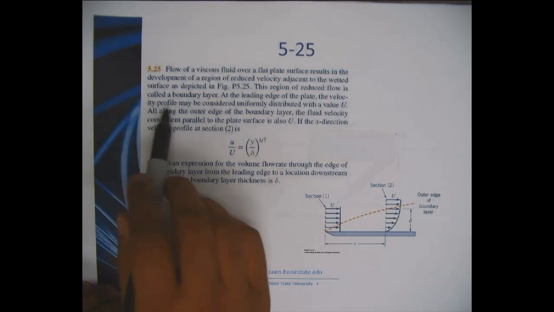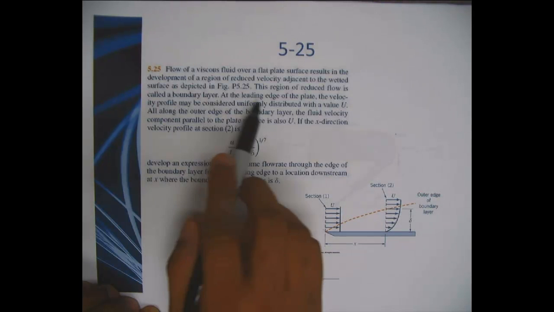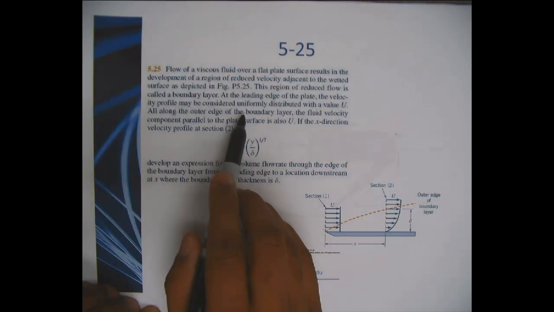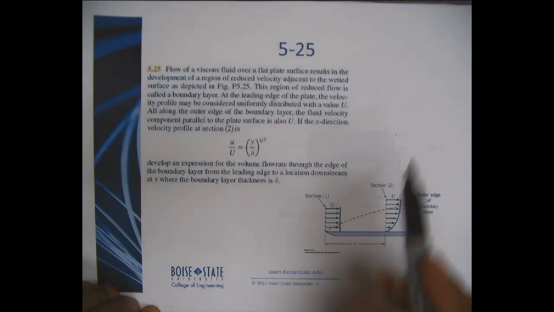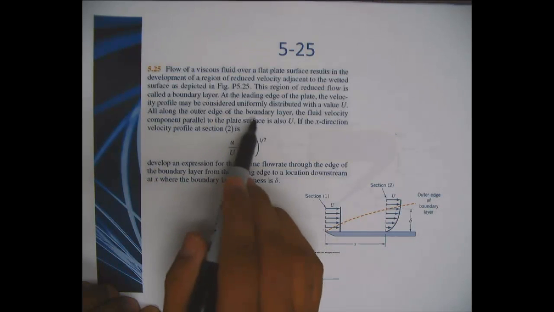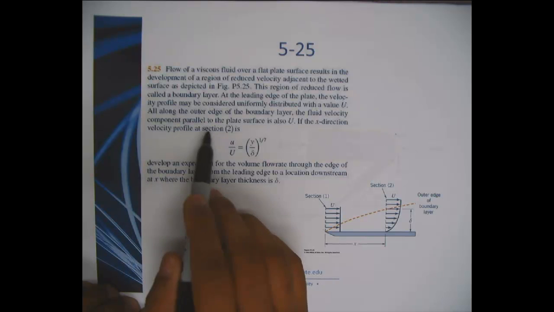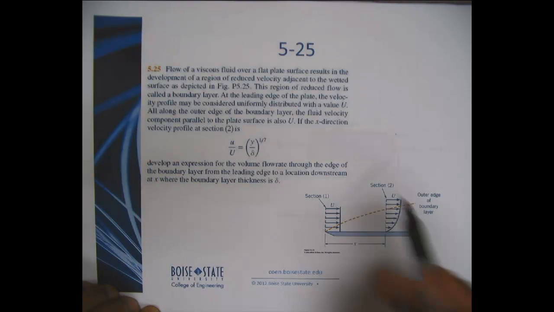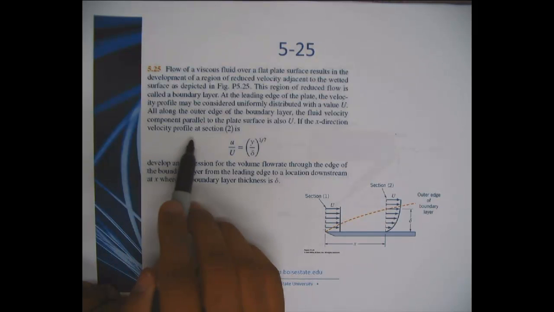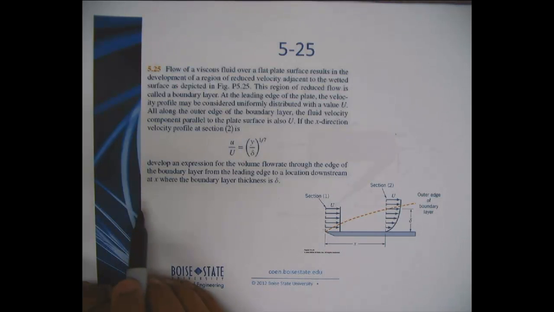This region of reduced flow is called the boundary layer, this guy here. At the leading edge of the plate, the velocity profile may be considered uniformly distributed with a value of u, which is what we have here. All along the outer edge of the boundary layer, the fluid velocity component parallel to the plate surface is also u. Okay?